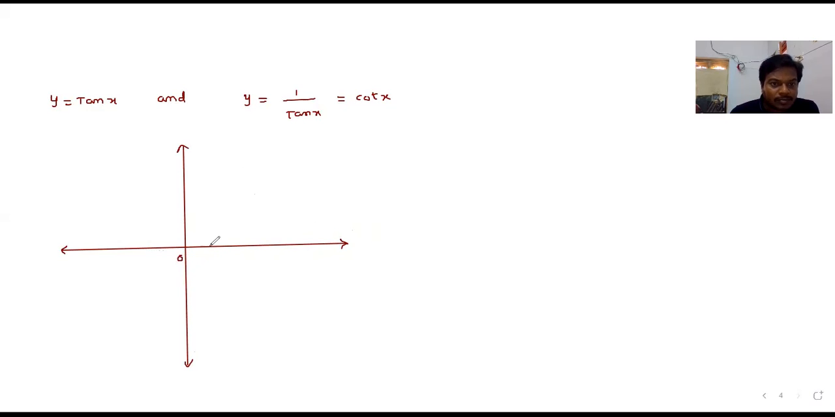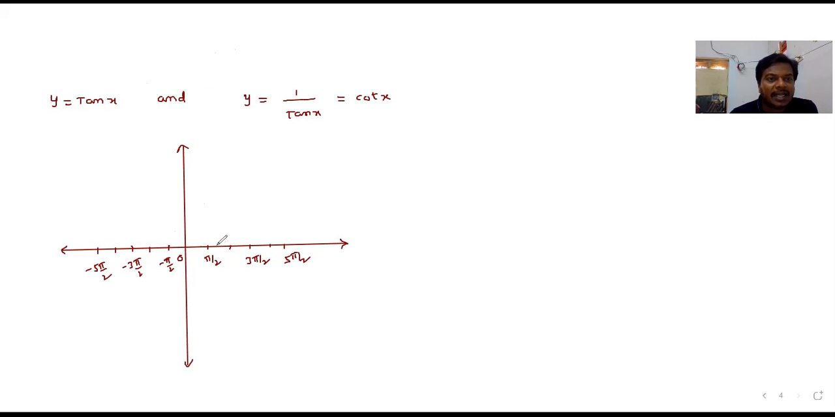Suppose this is 0 and it is pi by 2, pi, next third pi by 2, fourth pi by 2, next fifth pi by 2. Similarly, minus pi by 2, minus pi, minus third pi by 2, minus 4 pi by 2, next minus 5 pi by 2. The graph of tan x is not defined at x equal to odd multiple pi by 2.